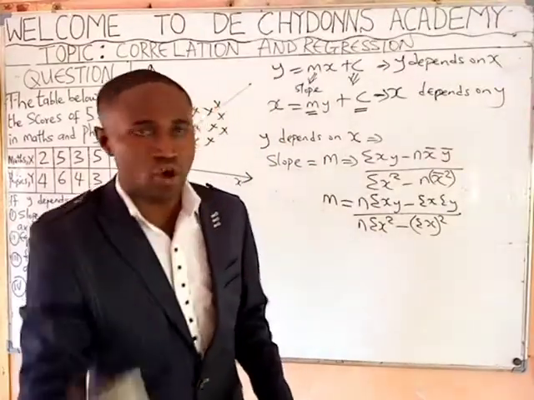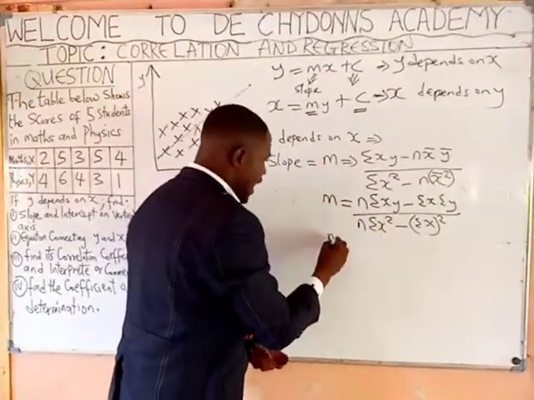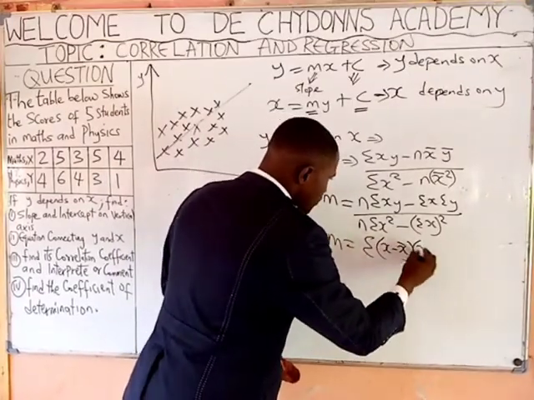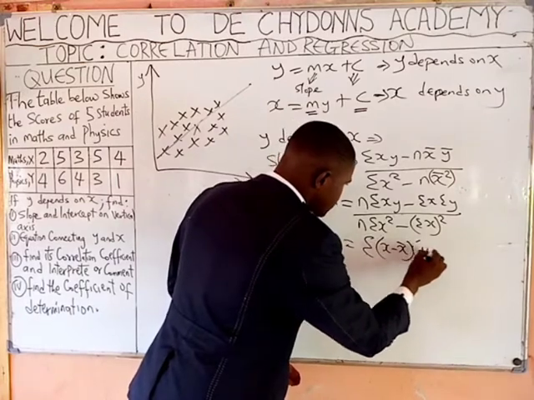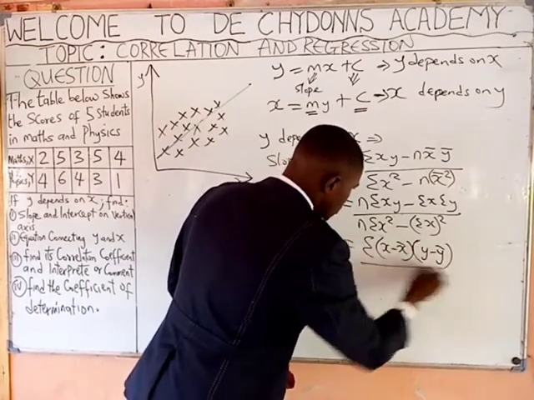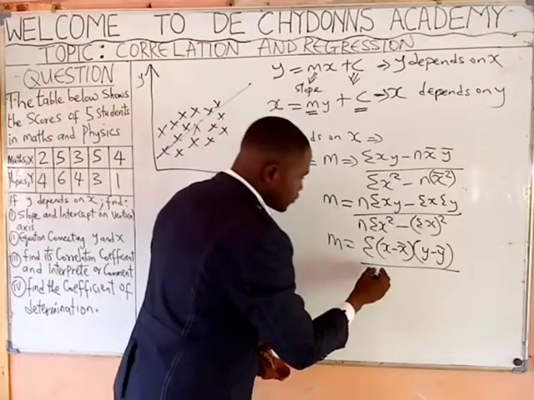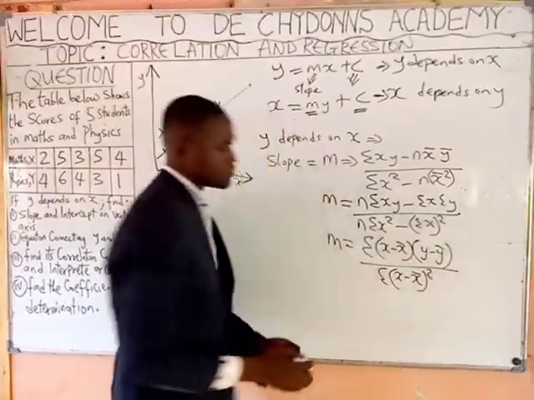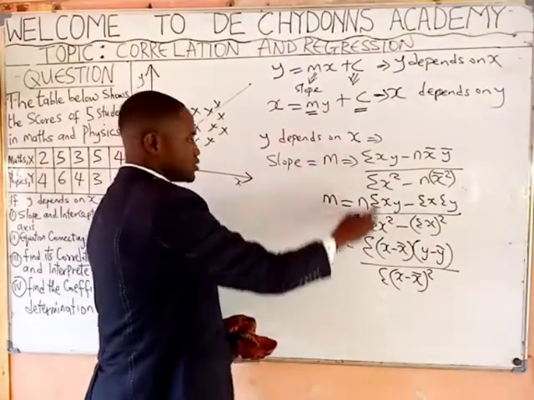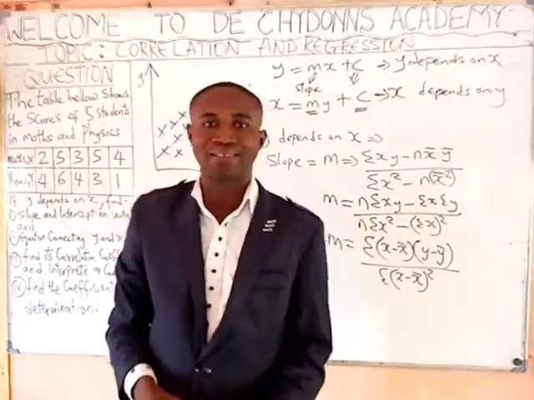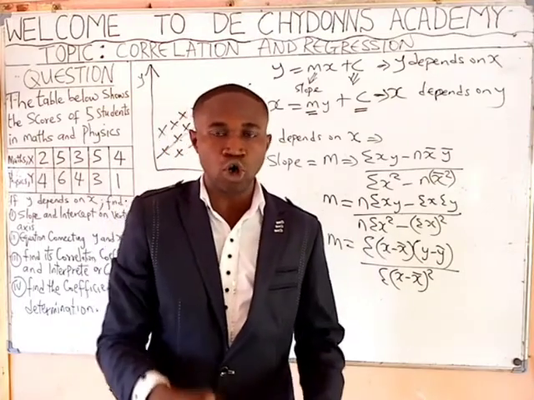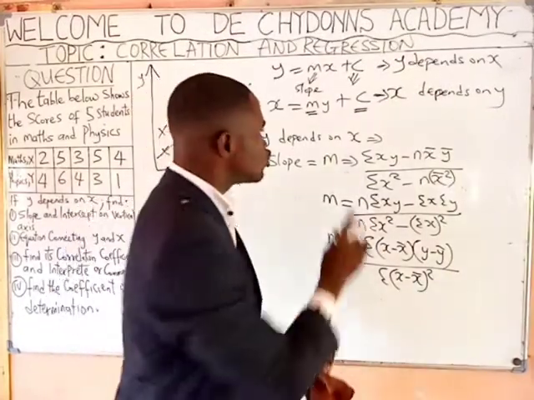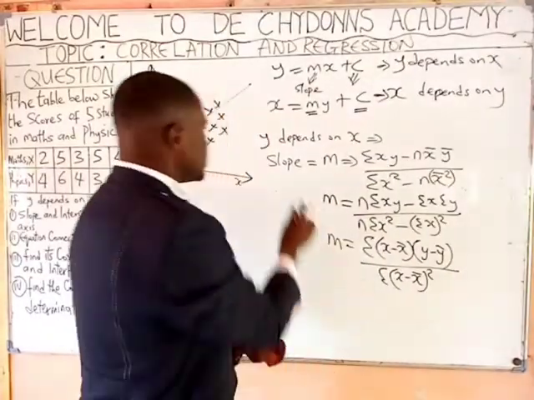Another formula you can use to get this slope is m equal to summation of x minus mean of x, y minus mean of y, all over summation of x minus mean of x all squared. All these will give you the same answer. This is used to get the slope of the graph. Now you only use one of the formulas. Then this is for slope.